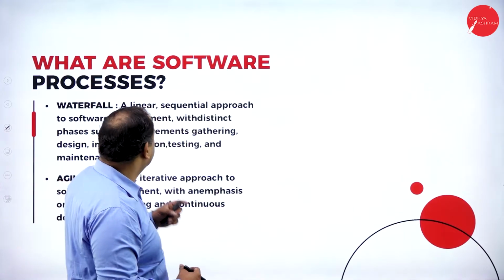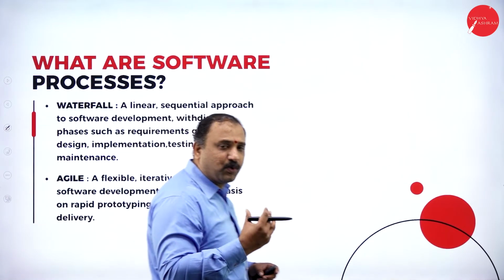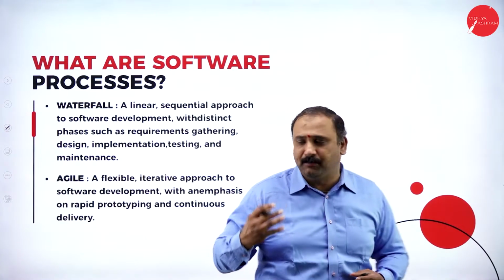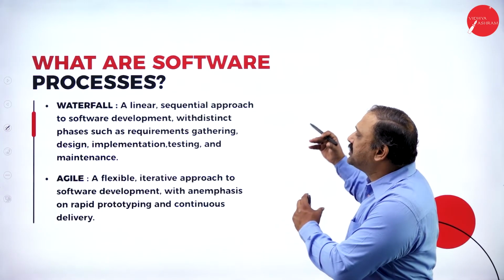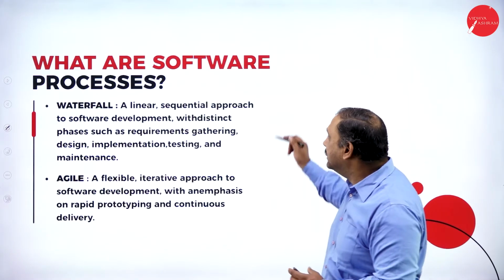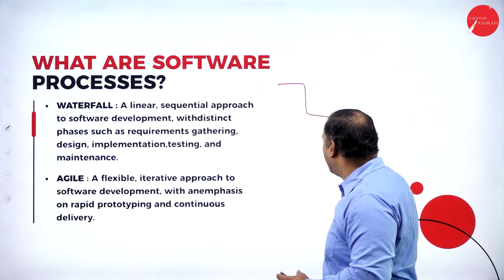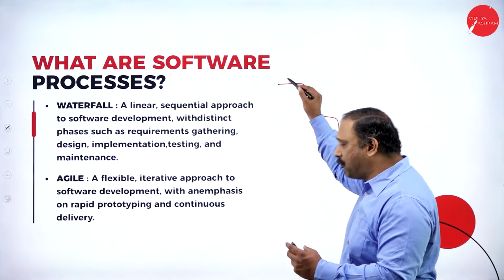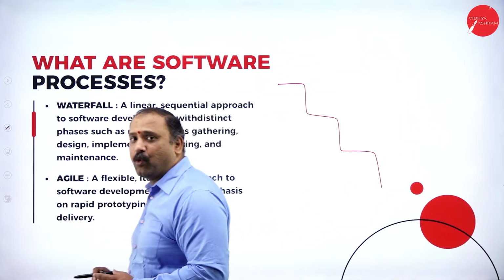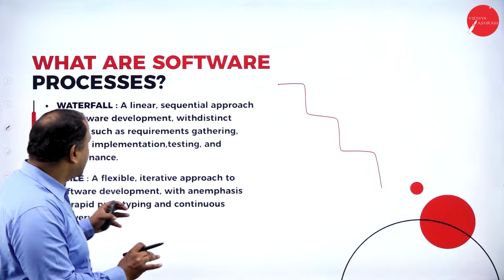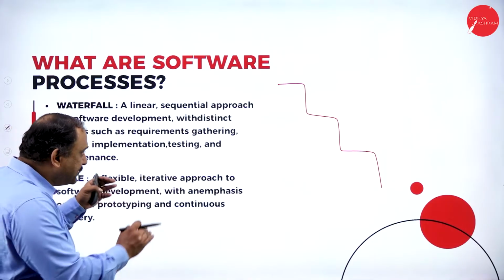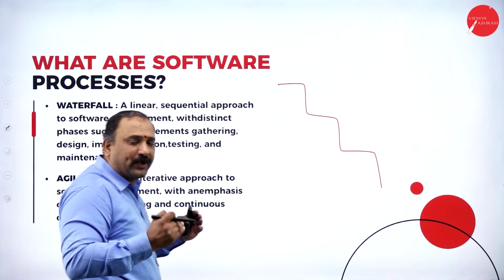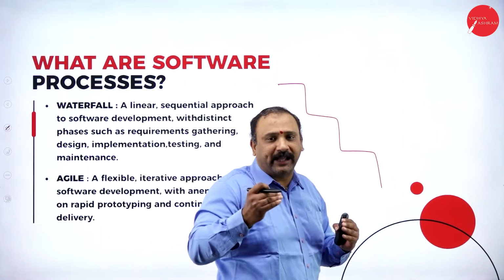Now moving further, let's try to understand the first one, called the waterfall model. The waterfall model is a linear sequential approach to software development. When I say a waterfall model, it would be something like this, just falling down, cascading down like a waterfall. The moment you look into it, it says it's a linear sequential approach, which means it goes in a sequence. One by one, we need to take up the model.